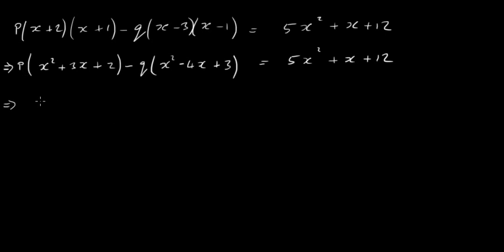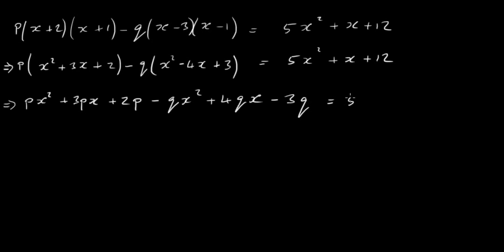Now I'm going to multiply out the p's and q's. So I'll end up with p times x squared, which is px squared, plus 3px plus 2p minus qx squared, plus, remember it's minus times minus is plus, 4qx, and then I have minus times plus here, which is minus 3q. And again, that's still equal to 5x squared plus x plus 12. So now on the left hand side, I've gotten rid of all the brackets. I've multiplied everything out that I possibly can.